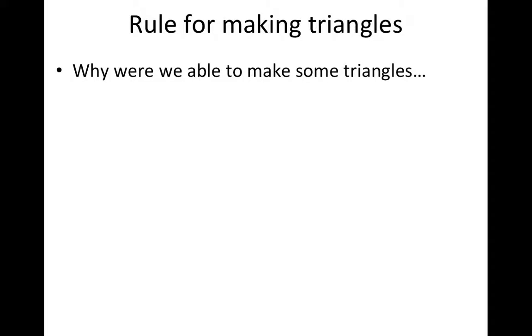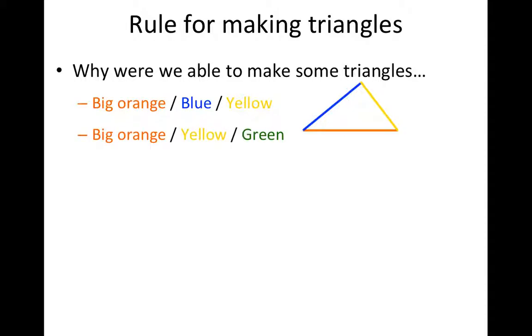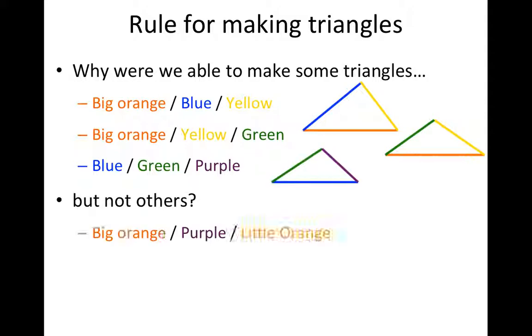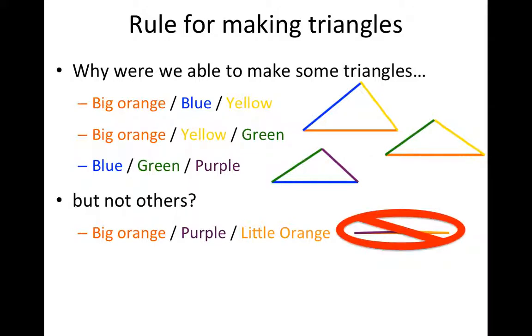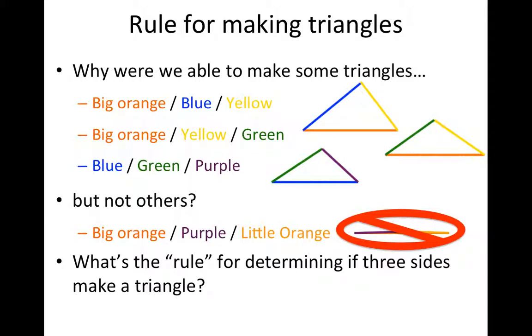So what's the rule for making triangles? Why were we able to make some triangles, like the first one we made, the big orange, blue, and yellow, the second one we made, the third one we made, the blue, green, purple, but not others, the big orange, purple, little orange? We couldn't make that one. Why not? Why couldn't we make that one? So what's the rule for determining if the three sides make a triangle?